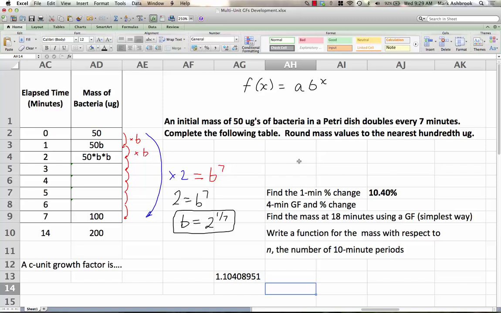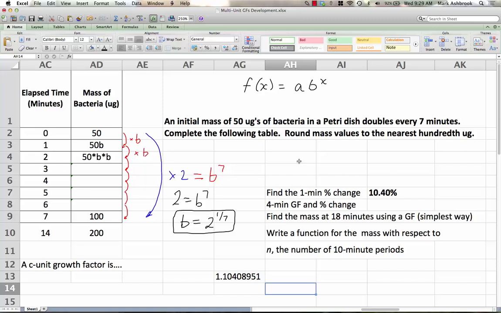Okay, we're going to regroup here. Let's go over these. Attention in the front, please. Did you get the 4 minute growth factor? Tell me how you got it. 4 times the 1 minute, 4 times 2 to the 1/7. Riley wants to do 4 times 2 to the 1/7 for the 4 minute growth factor. Do you agree with that? No. What do you want to do?